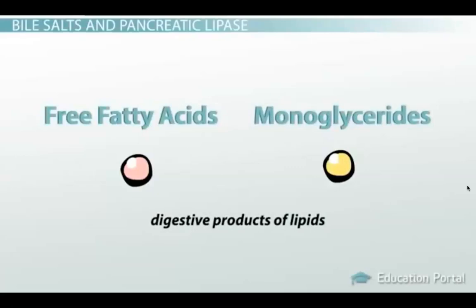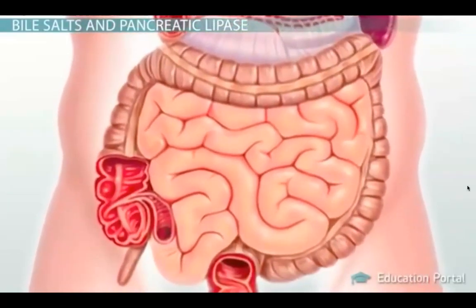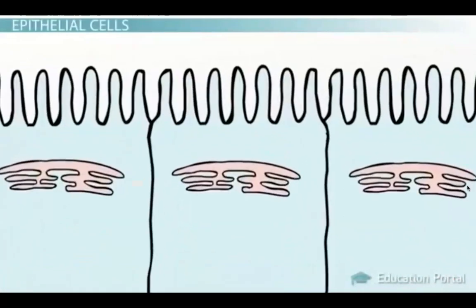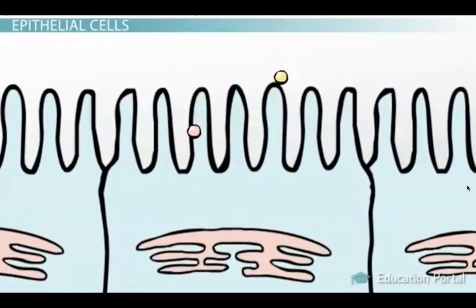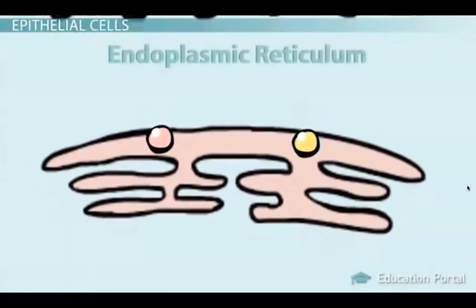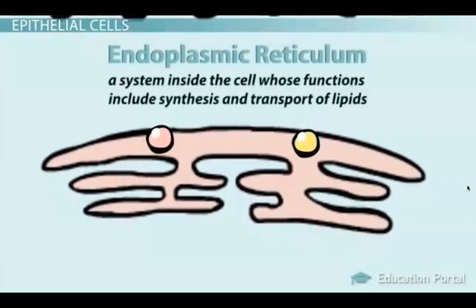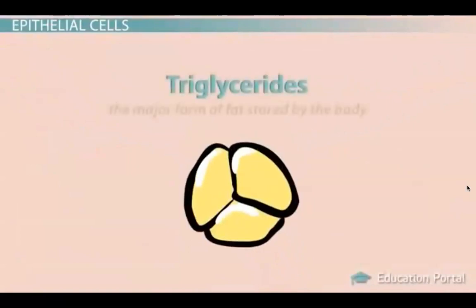These products are much easier for your small intestine to handle, and they have very little trouble being absorbed out of your digestive tract. Now, absorption takes place through the mucosal lining of the small intestine, and when these products pass through the mucosa, they enter the epithelial cells. Once inside the cells, the free fatty acids and monoglycerides enter the endoplasmic reticulum, which is a system inside the cell whose functions include synthesis and transport of lipids. Here, the digested products are resynthesized into triglycerides. Triglycerides are the major form of fat stored by the body.